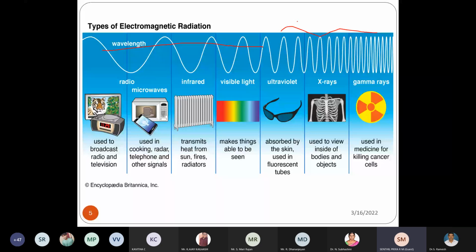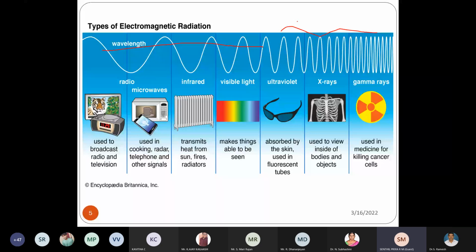In these two types, first we start with the low frequency values, which we use for broadcasting radio and television systems, ovens, microwave ovens, as well as radar, telephone signals, and infrared. Infrared is used in a lot of applications. Then visible light, which we use for optical fiber communications. Then ultraviolet, which is absorbed by the skin, and used in fluorescent tubes. Then X-rays, which as you all know are used in the medical field to see inside the body of the object. Gamma rays are also used in the medical field, mostly for treating cancer cells.